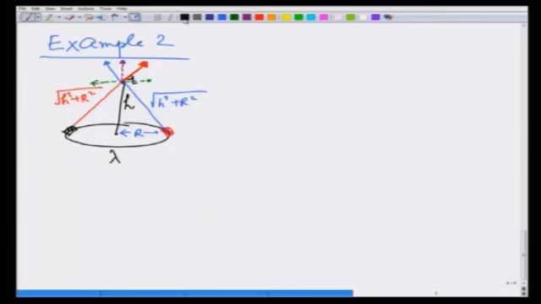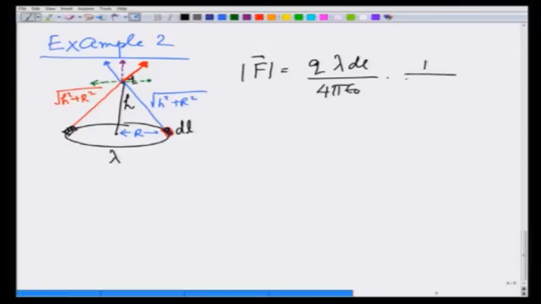So, the vertical component, the force due to this small element of length dl on charge q due to this charge lambda dl is going to be 1 over 4 pi epsilon 0 times the force magnitude, lambda dl q over h square plus r square. Now, I take its vertical component. Let me erase this height now that it is clear what it is. If this angle is theta, so is this angle.